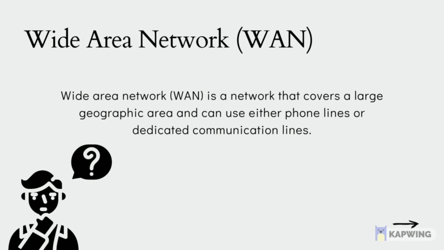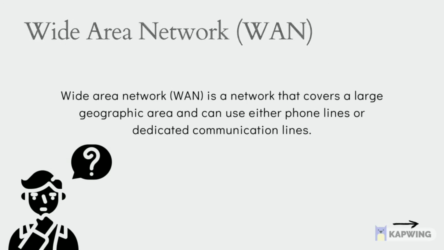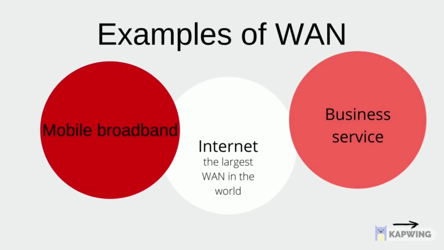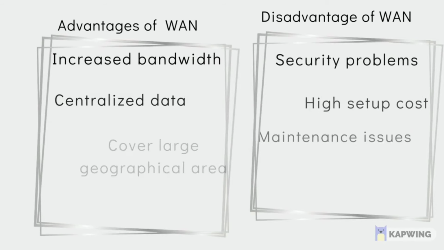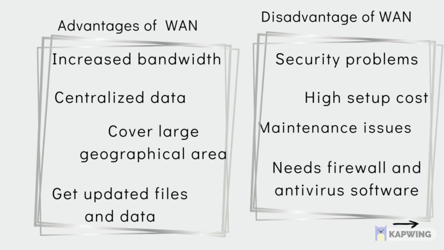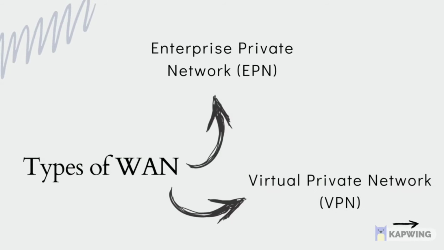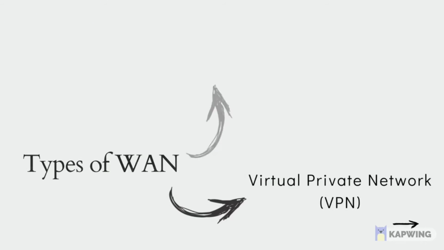Wide area network is a network that covers a large geographic area and can use either phone lines or dedicated communication lines. The examples of WAN are mobile broadband, internet, and business service. These are the advantages and disadvantages of WAN. There are two types of WAN: Enterprise Private Network, and Virtual Private Network.